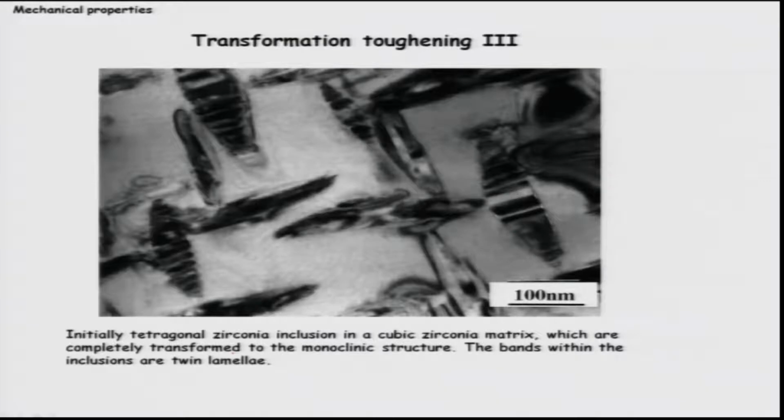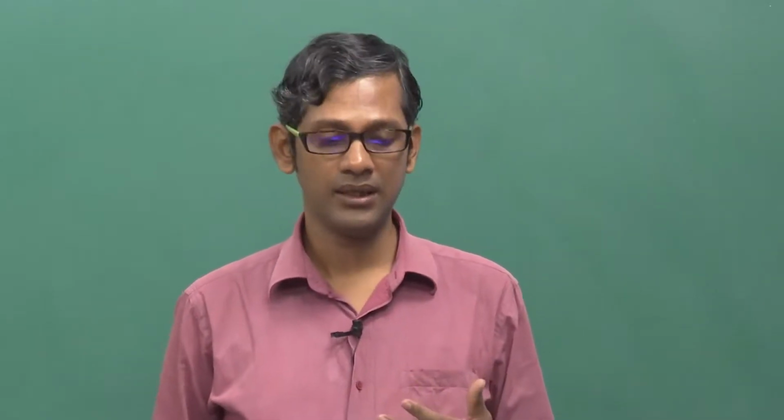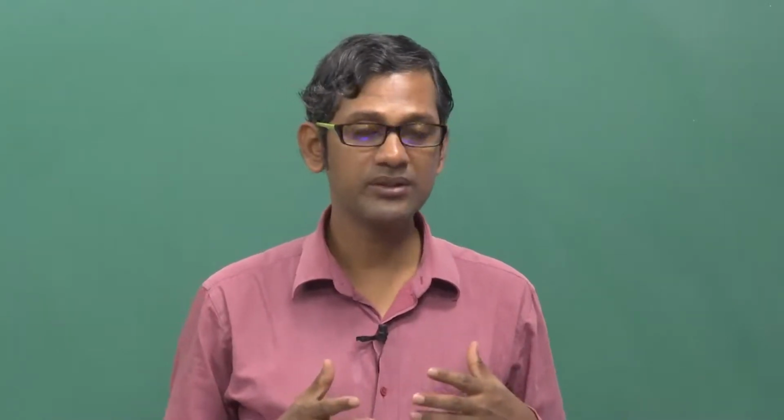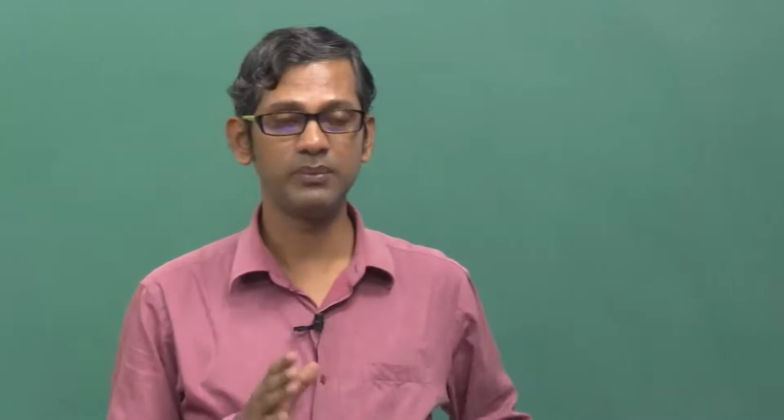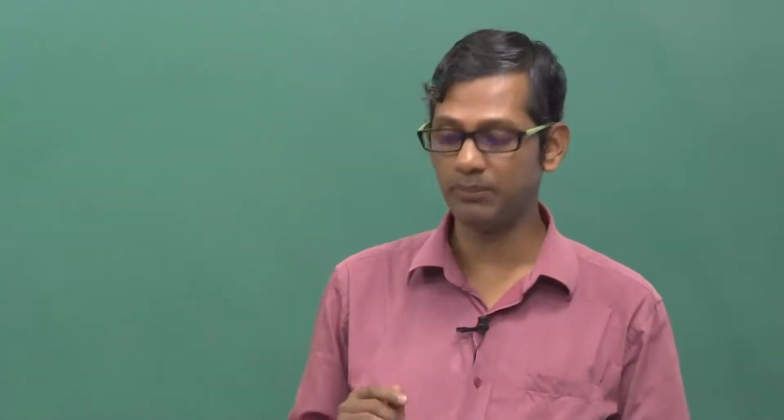We know that twinning can accommodate a huge amount of strain inside the material, and the more the strain accommodation, the more the energy required. So this is also something, that is what I say, transformation toughening 1, transformation toughening 2, transformation toughening 3. The 3 modes are clearly depicted. Please remember these, because this is important.